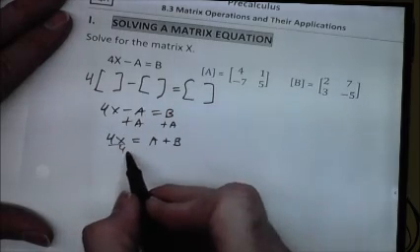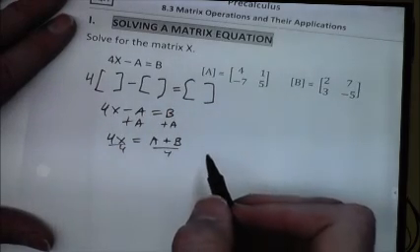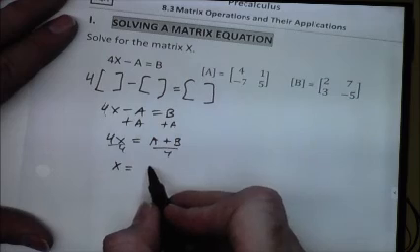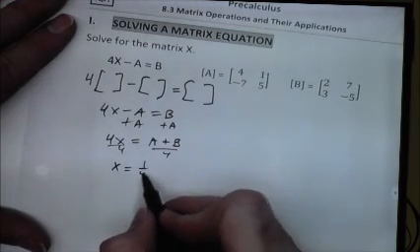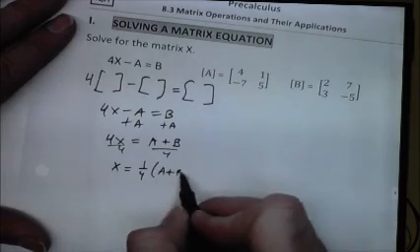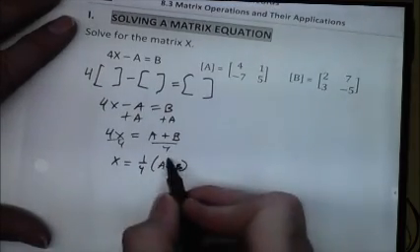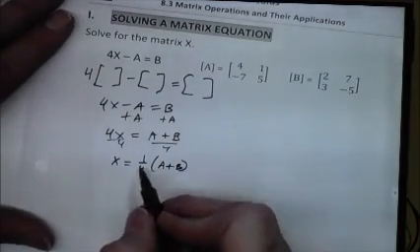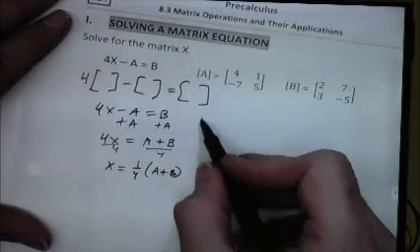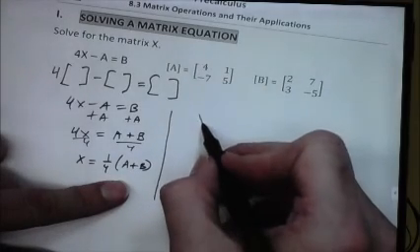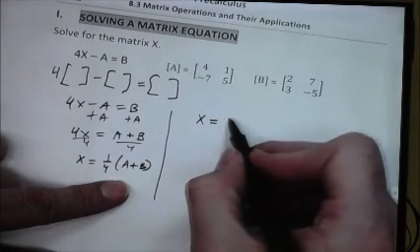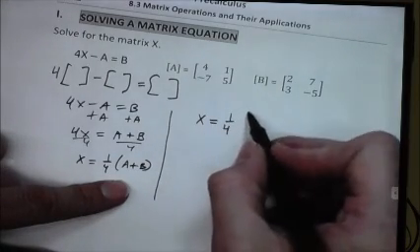Now I'm going to divide by 4. And I have x equals either (A plus B) over 4, or I can also do it as 1/4 times (A plus B). Either of those would work. I find this one a little easier to work with, so I'm going to leave it that way for now.